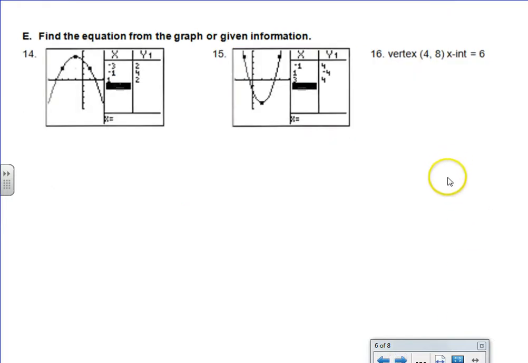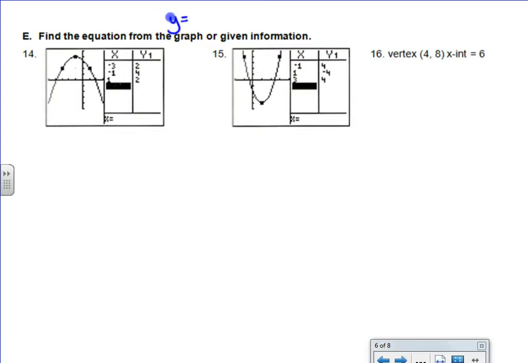These next problems are interesting. They give us what looks like a picture off of a calculator, and we can clearly see some points, and they even gave us a picture of the table in case we weren't sure what those points were. So, if I know the vertex, I'm going to be in good shape to start the question.